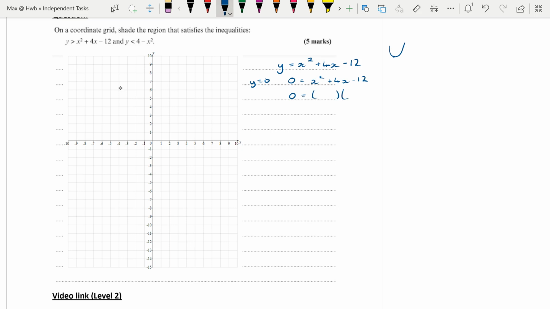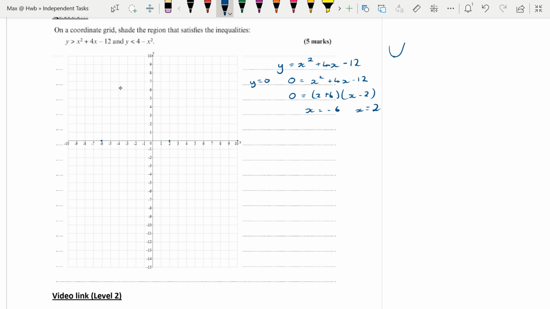If I factorize it really quickly, I get (x plus 6)(x minus 2), so x must be minus 6, and x must be minus 2. Oh, sorry, positive 2. So it's going to cross at 2 and at minus 6. That's the first thing I can see here.